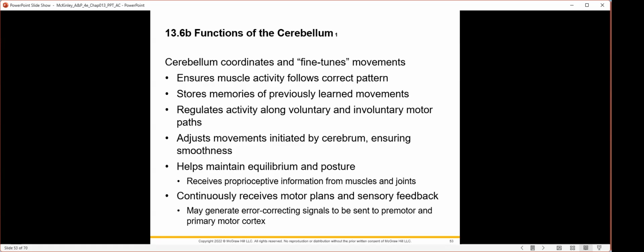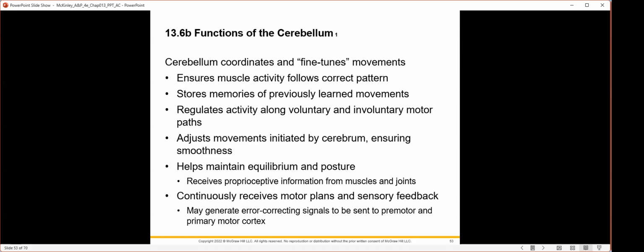So the purpose or function of the cerebellum is to coordinate and fine-tune movements. This has to do with posture and your ability to balance, your coordination. So this ensures that muscle activity follows a correct pattern. It stores memories of previously learned movements. It regulates activity along voluntary and involuntary muscle tracts.